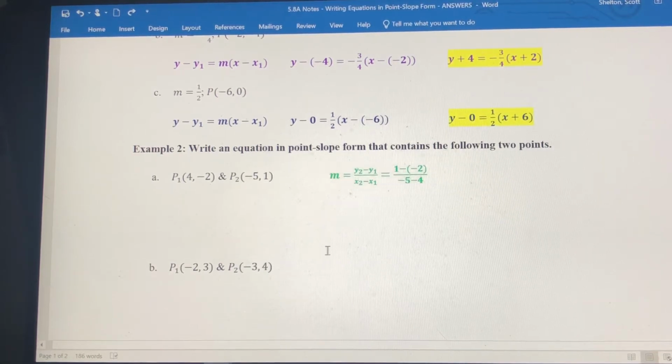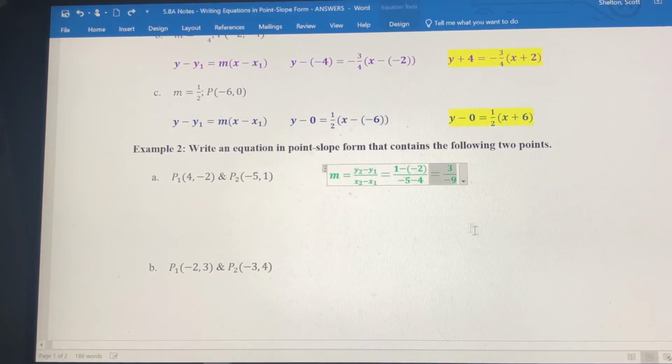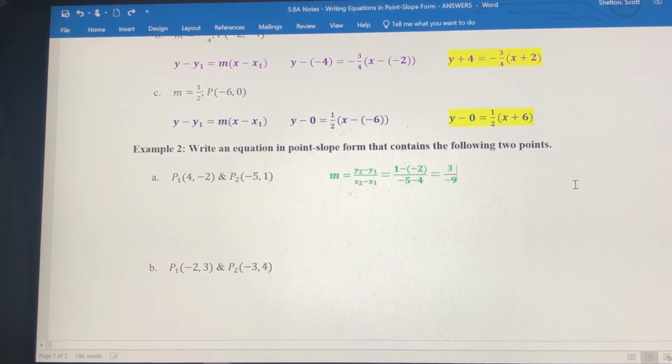So we know the formula, y2, which is 1, minus negative 2, so that's why my numerator is 1 minus negative 2, divided by the difference in x's here, negative 5 minus 4. In the numerator, this becomes 1 plus 2, which is 3. In the denominator, I combine those, negative 5 and negative 4 gives me negative 9. I can simplify this fraction to negative 1/3, okay? So I have my slope.